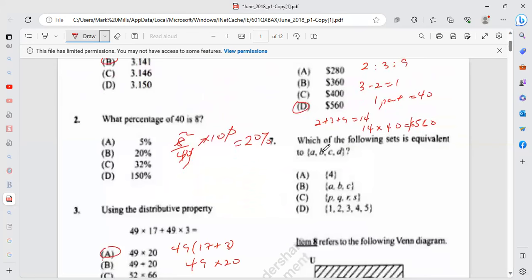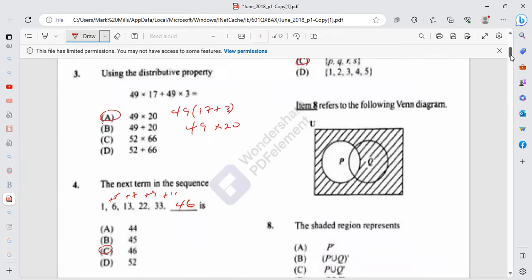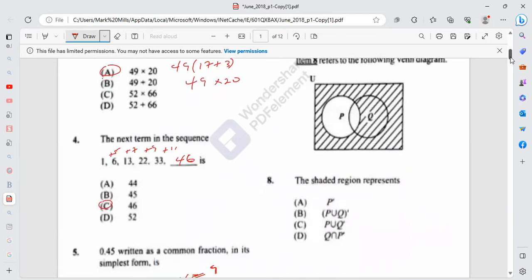So now this one, number 7. A, B, C, D is equivalent fraction to which one? Which one is equivalent? C. C, right? It'll be P, Q, R, S. Good. Number 8. The shaded region here is what? They never shade the P, so that be P complement, all right? All right, so we're moving on.